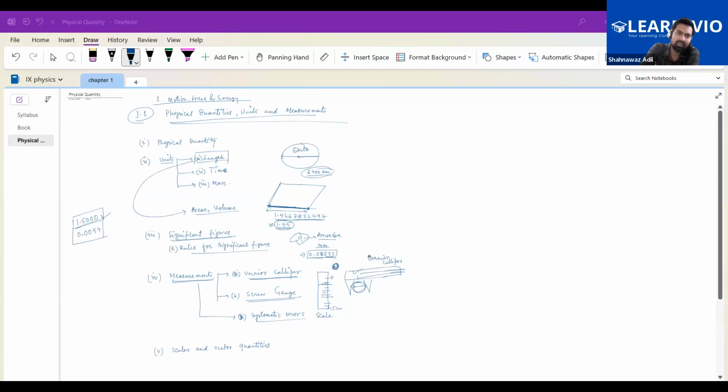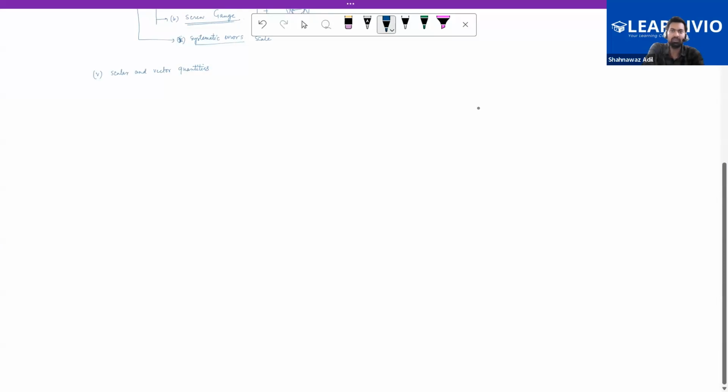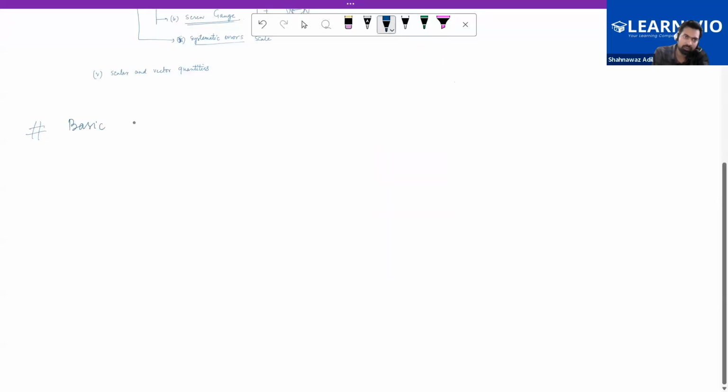So let us start with the physical quantities. Before we start, let us understand our basic mathematics rule, and that would be important in this chapter. So the basic mathematics that we require is powers of 10.